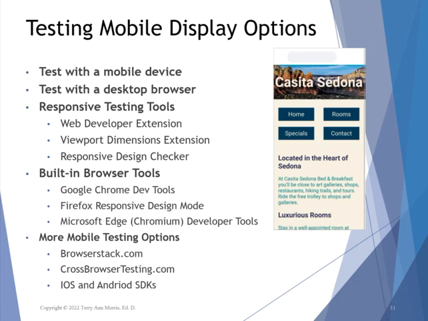Testing mobile display options. We can test with a mobile device or with a desktop browser. How to test mobile display? One, launch Chrome and navigate to the website to be tested on mobile. Two, open the developer tools available in Settings, More Tools, Developer Tools, select the device toggle bar, and finally select the device to be emulated from the available list of Android and iOS devices.